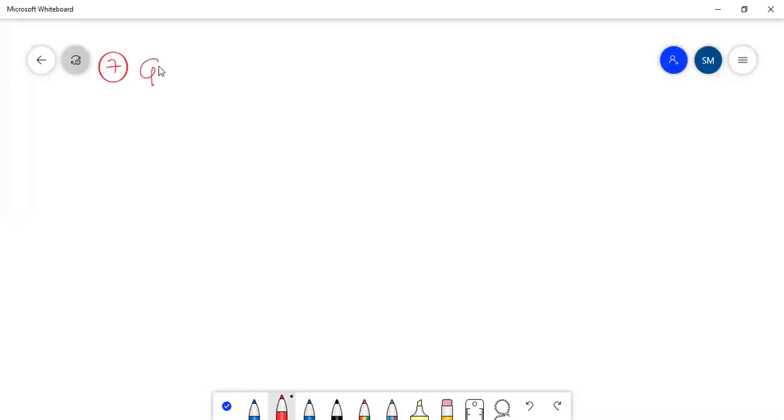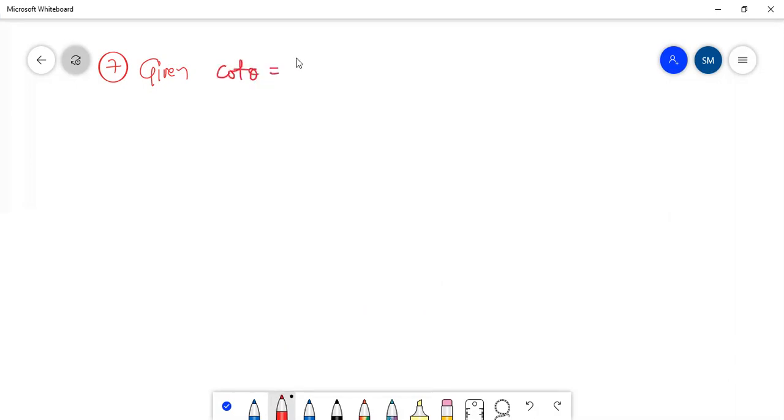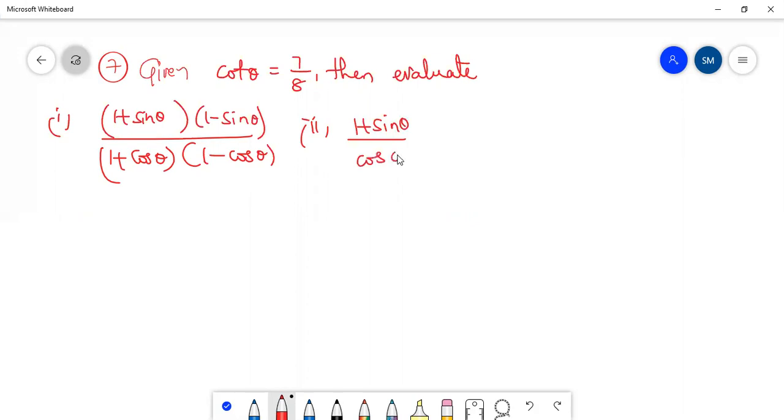The problem is given cot theta equal to 7 by 8. Then evaluate. The first one is 1 plus sine theta into 1 minus sine theta by 1 plus cos theta into 1 minus cos theta. Second one is 1 plus sine theta by cos theta.